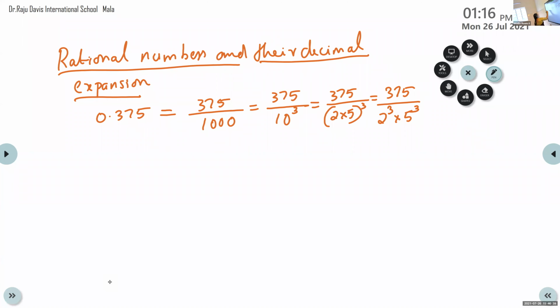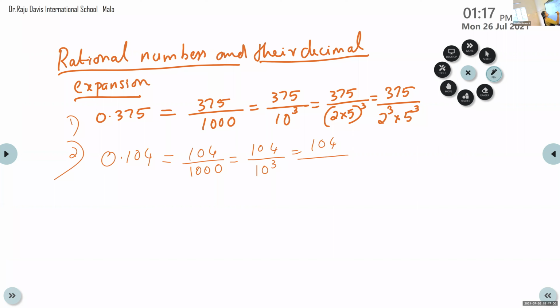Similarly, one more example: 0.104. We can write 104 divided by 1000, in the same way 104 divided by 10 cube, equal to 104 divided by 2 into 5 whole cube, that is 104 divided by 2 cube into 5 cube.